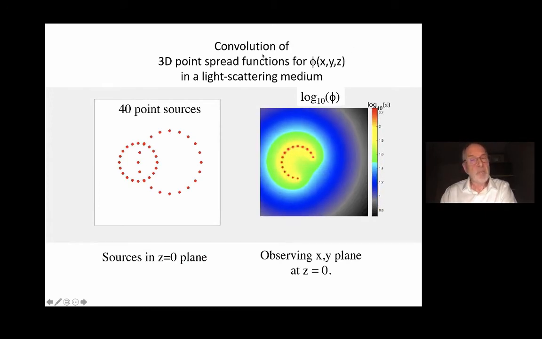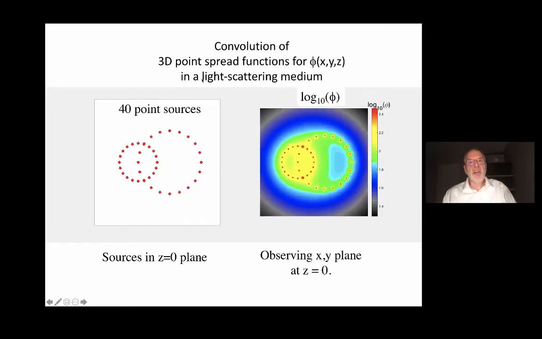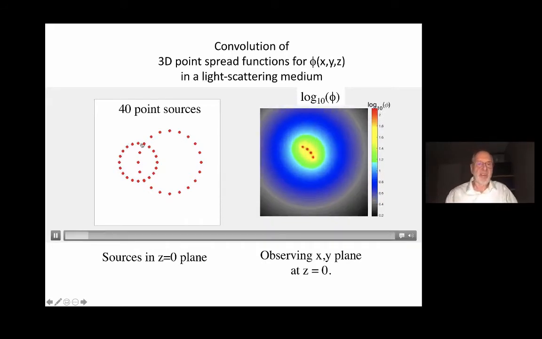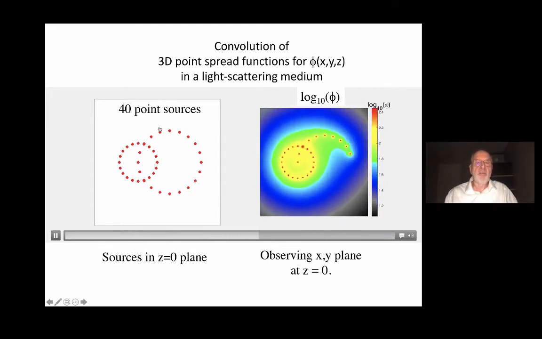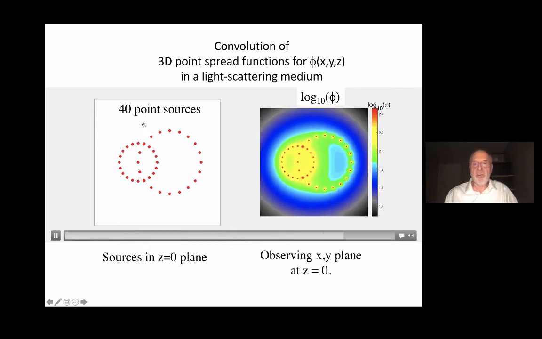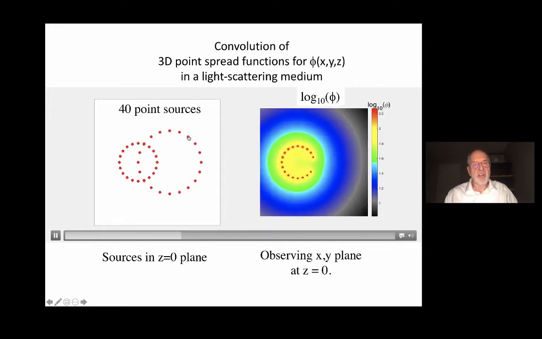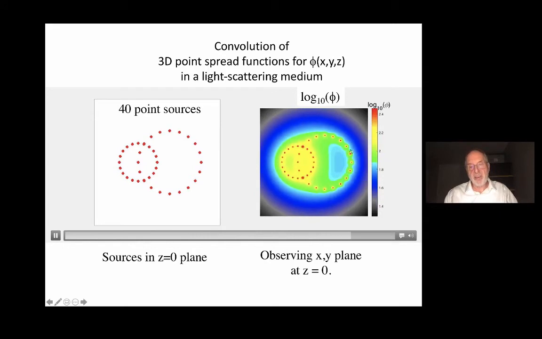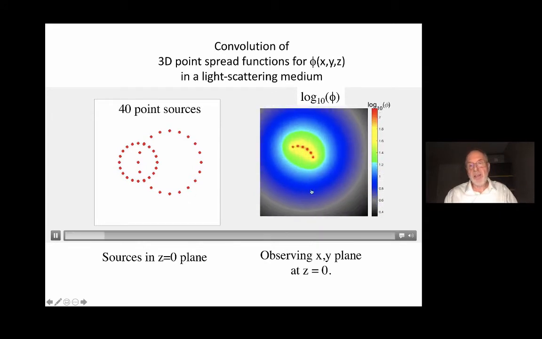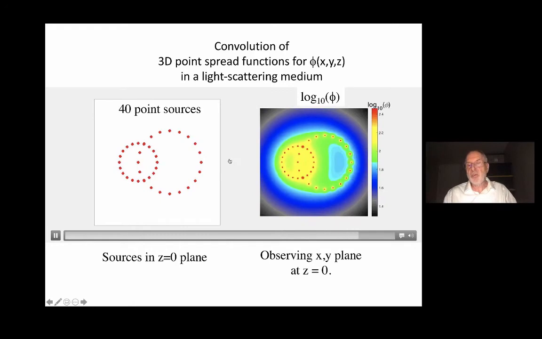So we can convolve that point spread function over a set of sources distributed in a light scattering medium. Each light source has a point spread function, but the radiant exposure or the fluence rate from all of those points superimposes, and so we build up the pattern of fluence from all 40 sources. This is very flexible, and you could approach many different problems by such superposition.